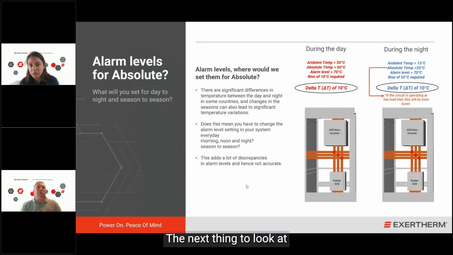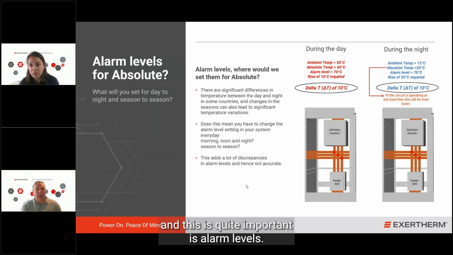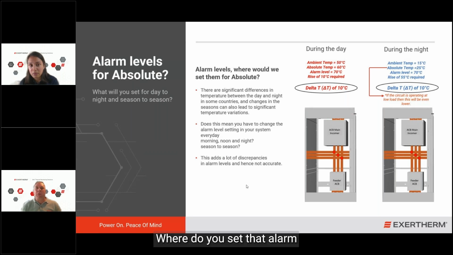I think the next thing to look at, and this is quite important, is alarm levels. Where do you set that alarm if you're measuring an absolute temperature?